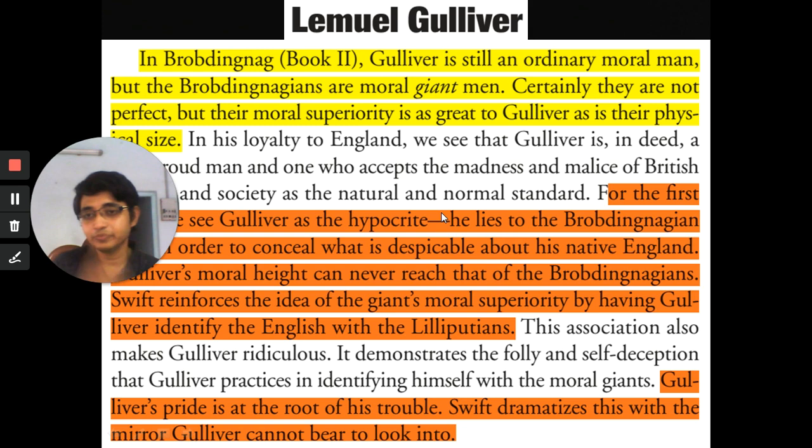So in book 2, in the land of Brobdingnag, Gulliver is still an ordinary moral man, but the Brobdingnagians are moral giants. So here the contrast is made: Gulliver becomes a British English citizen, while on the other hand the Brobdingnagians are far more superior than Gulliver himself.